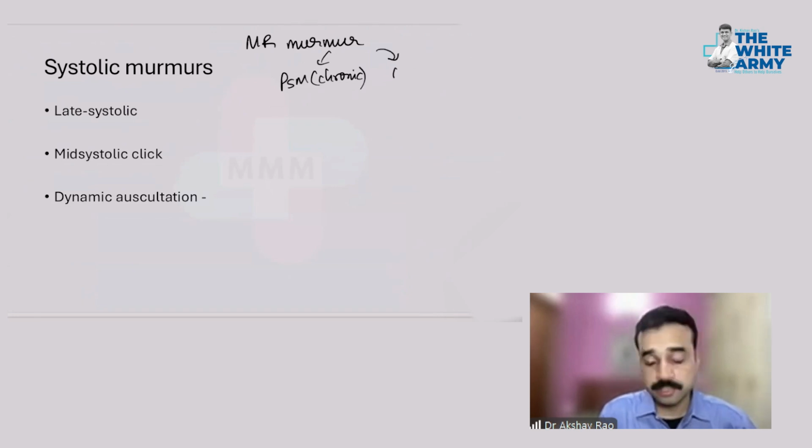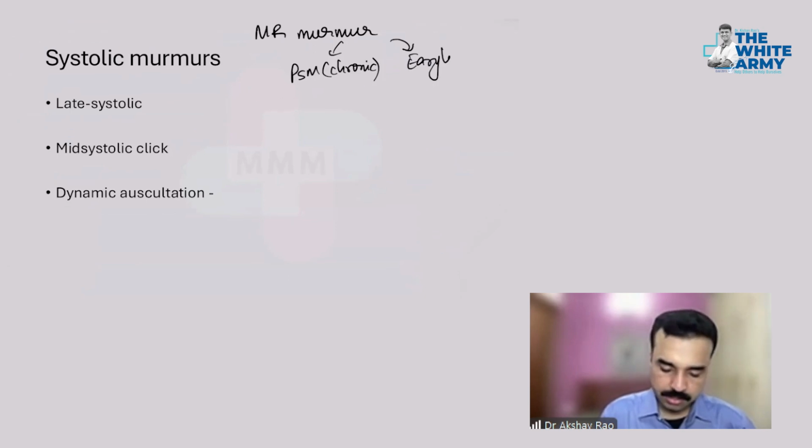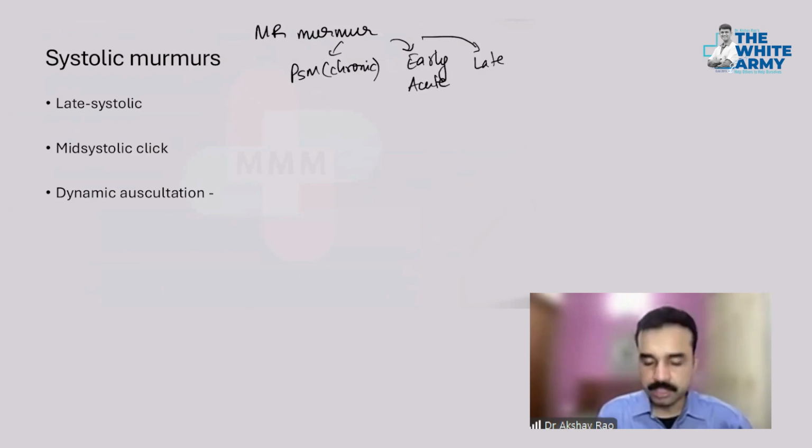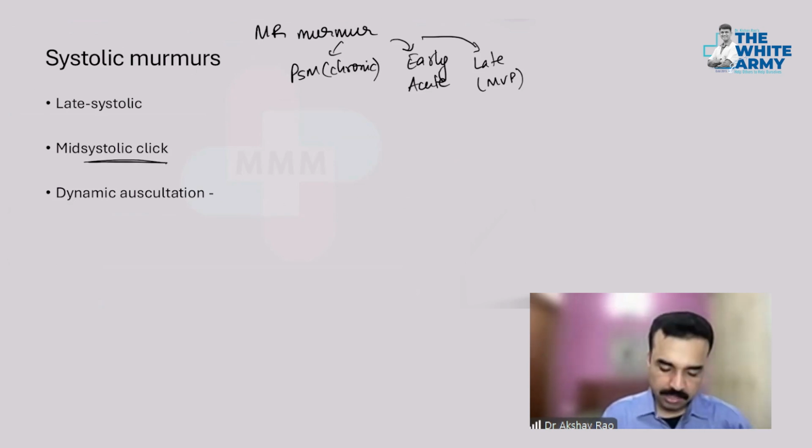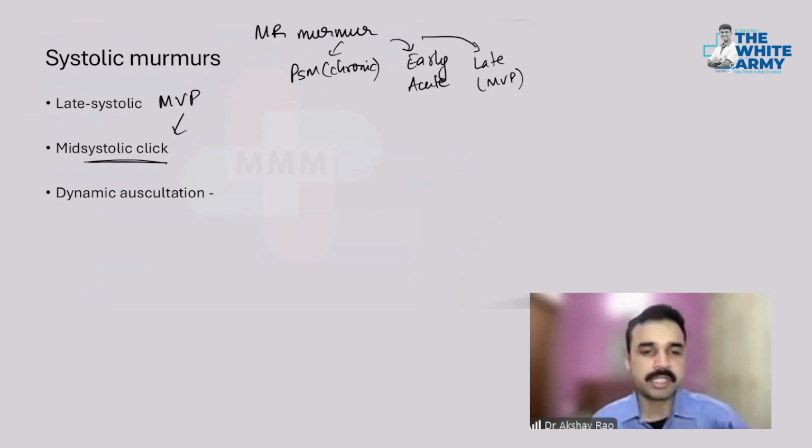If it is early systolic, it is acute MR. And if it is late systolic, it is because of MVP. Mitral valve prolapse is again a cause for mitral regurgitation, but the murmur will generally be late. It will be after the click. So there'll be a mid-systolic click followed by a murmur, and it will be late systolic. So a late systolic murmur is seen in mitral valve prolapse, especially the murmur following the click.